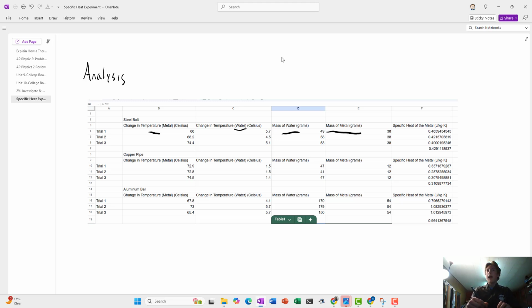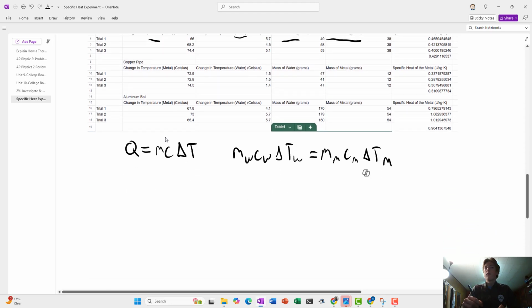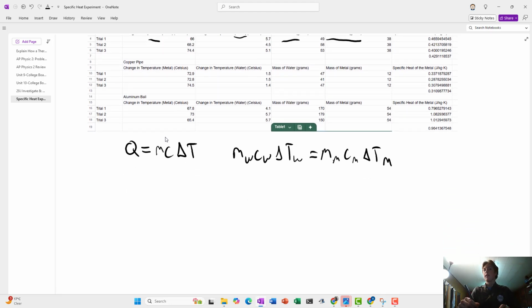It's basically, as I said earlier, you can relate the two equations to each other because the Q is equal for both the metal and the water. So Q is equal to M times C times change in T. So we can set M of the water, the specific heat of the water, times the change of the temperature for the water is equal to the mass of the metal times the specific heat of the metal times the change in temperature of the metal.